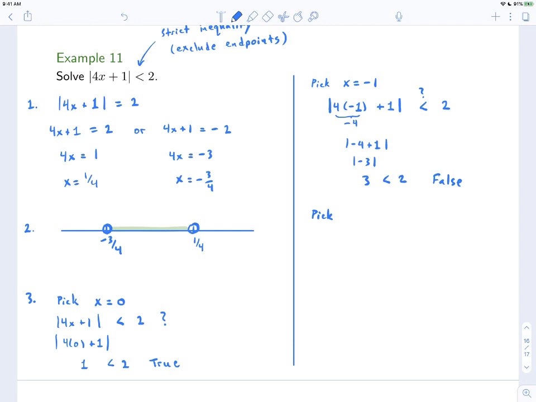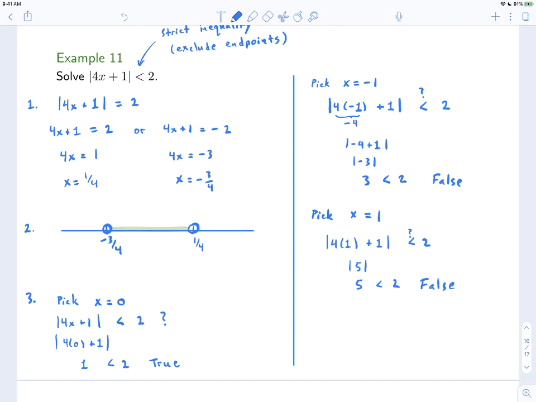You pick anything bigger than 1/4. So pick x equals 1. That's bigger than 1/4. So then it's going to be 4 times positive 1 plus 1. So is that less than 2? And the answer is no, because this is going to be the absolute value of 5, which is 5, and 5 less than 2, that's false. So you don't include this interval.